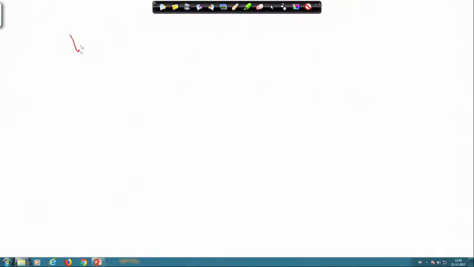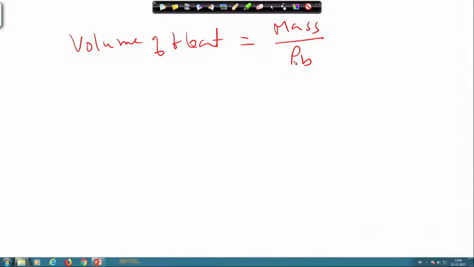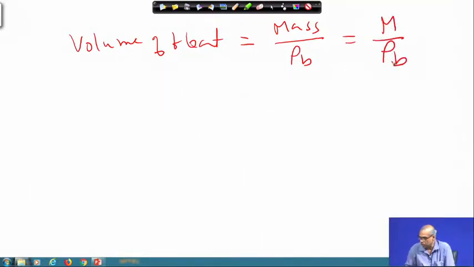So, the volume of the float I can find out, because mass is given. So, mass divided by density of the float material. Let us consider mass as m, density is rho b. So, volume of the float is this.